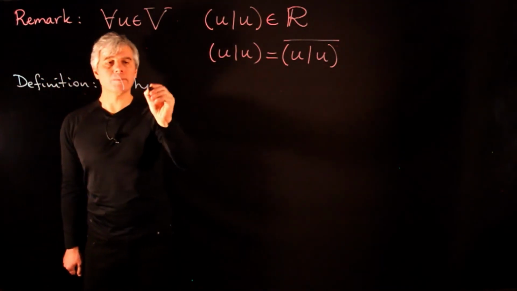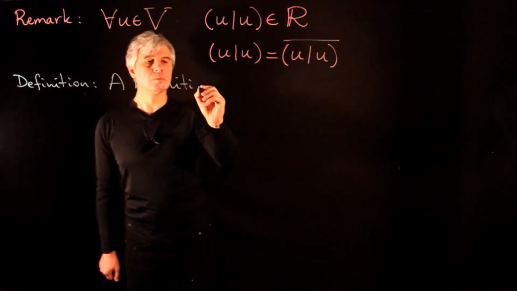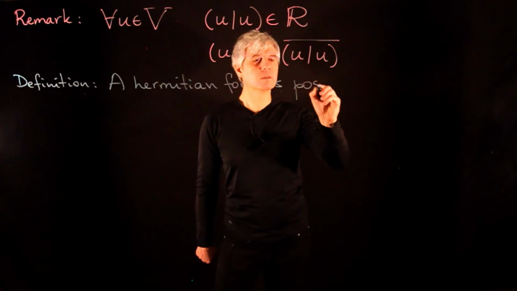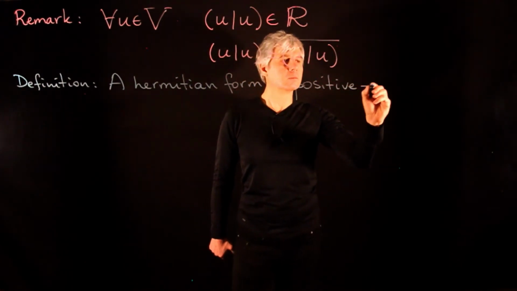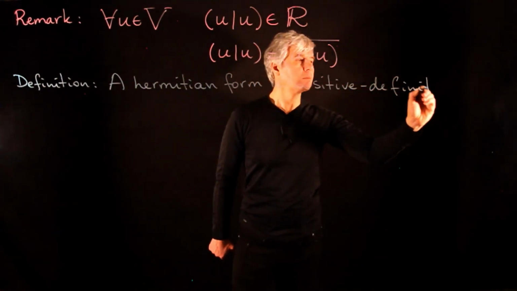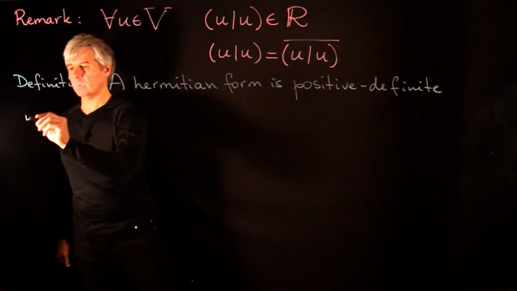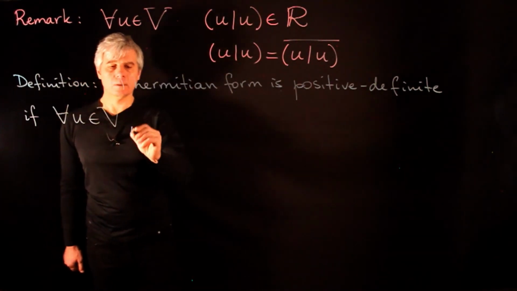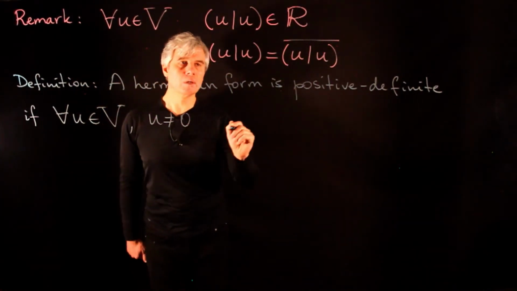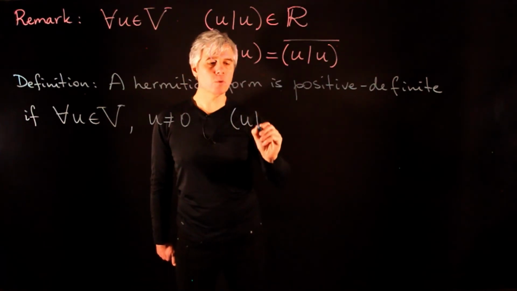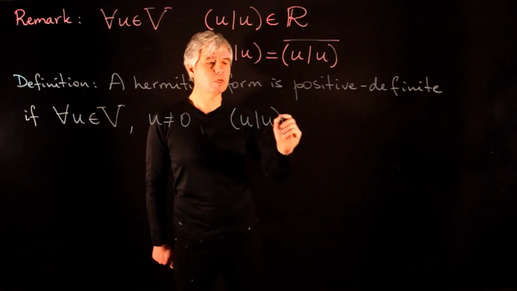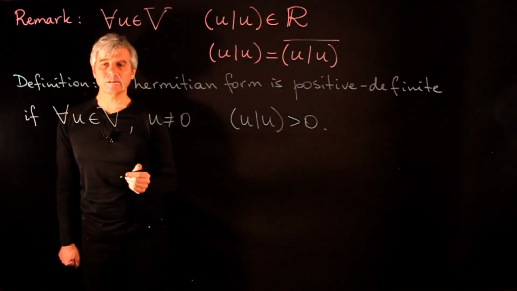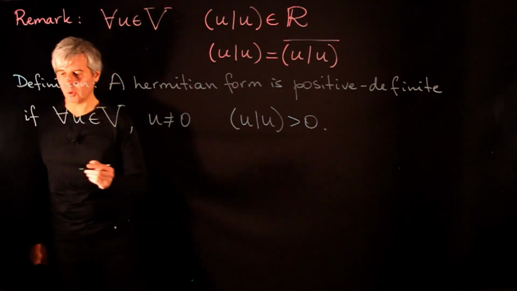A Hermitian form is positive definite if for all u in V, u different from 0, the value of the Hermitian form on u, u, which is a real number, is greater than 0. Next, let us define the matrix of a Hermitian form.